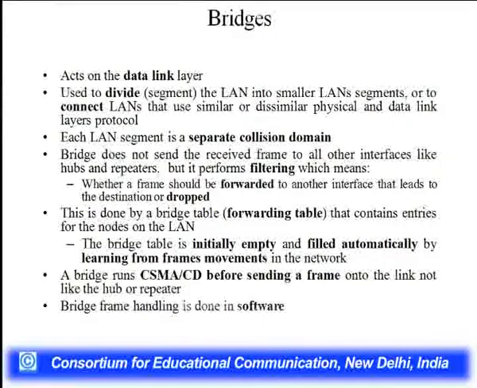So the next device is going to be a bridge. As we know, what is a bridge? A bridge generally joins two ends of a river maybe, right? So in this case also, a bridge is a device which is going to join two segments of the LAN. But then what is the difference between a bridge and a hub or a repeater?